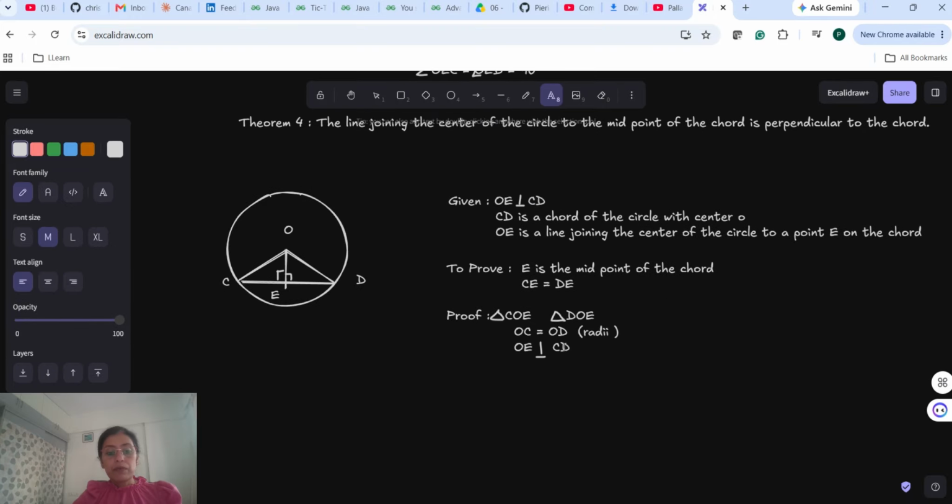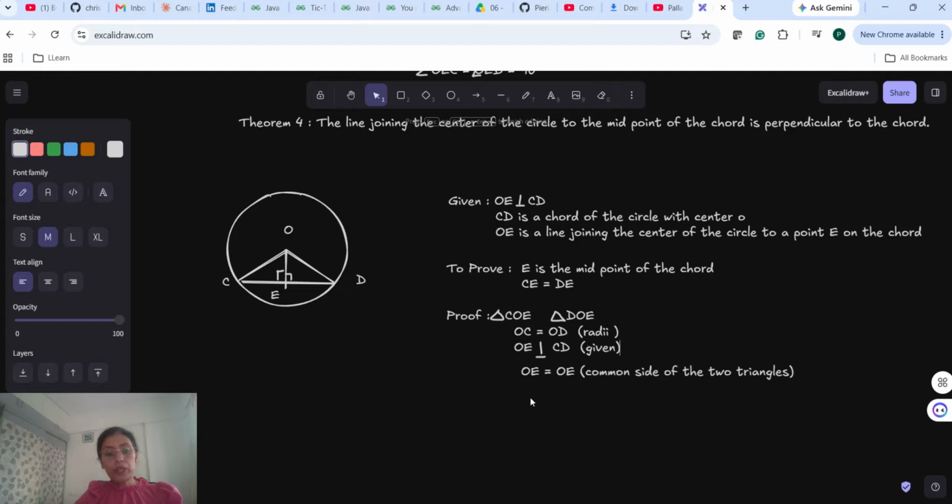What else can we see here? We see that OE is equal to OE. Why is OE equal to OE? OE is the common side for the two triangles. So this is going to be equal anyway. Common side of the two triangles.